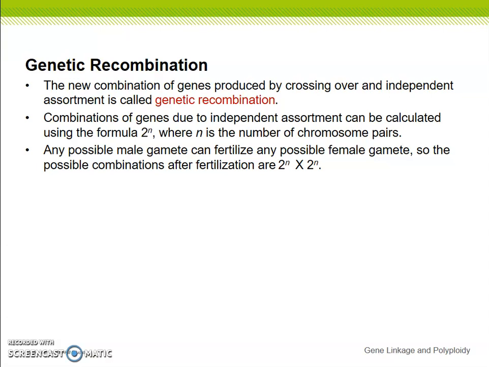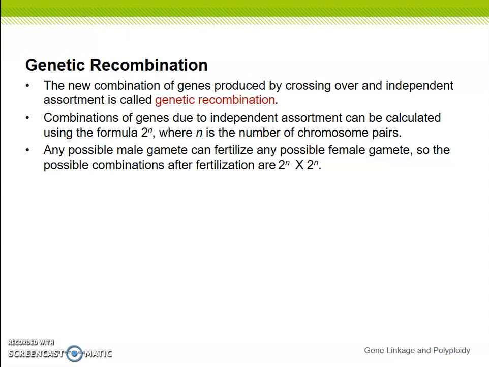Combinations of genes due to independent assortment can be calculated using the formula 2^n, or 2 to the nth power, where n is the number of chromosome pairs. So if we talk about humans, we have 23 pairs of chromosomes, so it would be 2 to the 23rd power. Any possible male gamete can fertilize any possible female gamete.